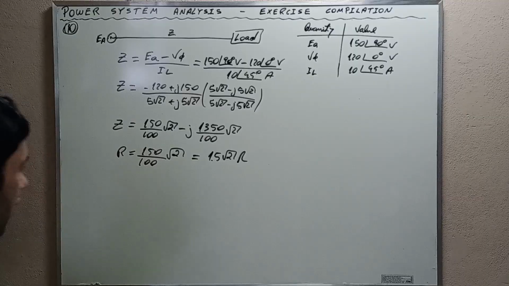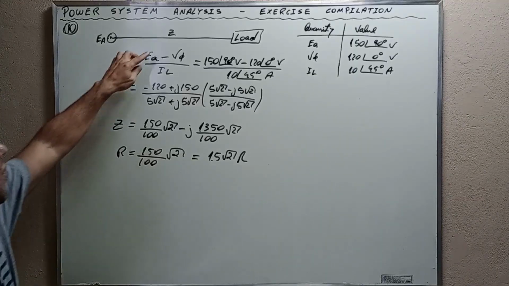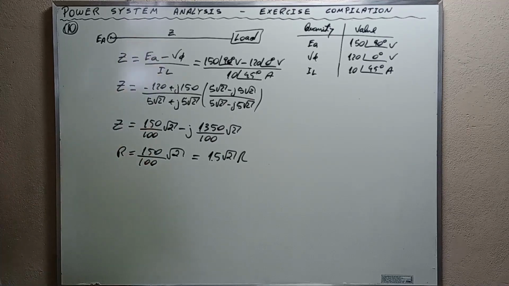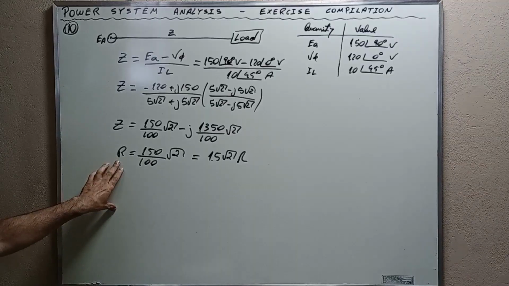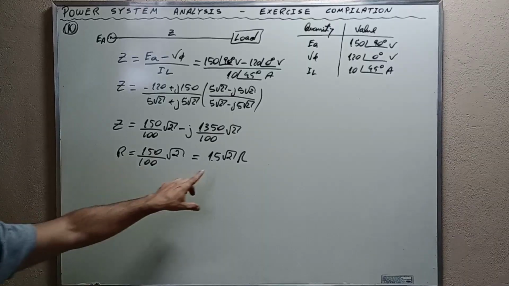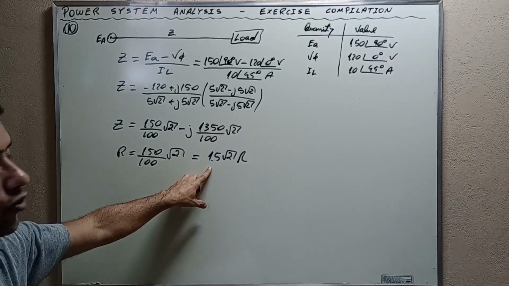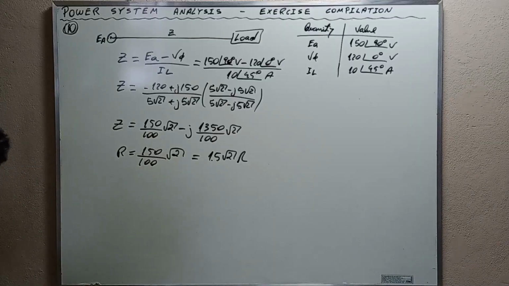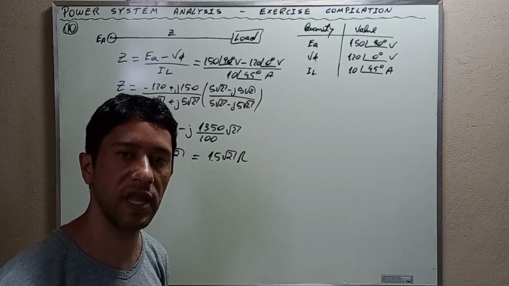Okay, my friends, this is what the exercise wanted us to calculate. It didn't want us to calculate the entire complex number, the impedance. It only wanted us to calculate the real part of the impedance, which is the resistance, and for us it is 1.5 times the square root of 2 ohms. Okay, my friends, and this is all for exercise 10. Let's go to exercise 11.